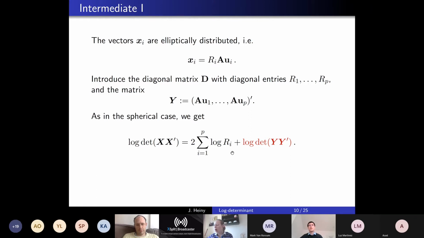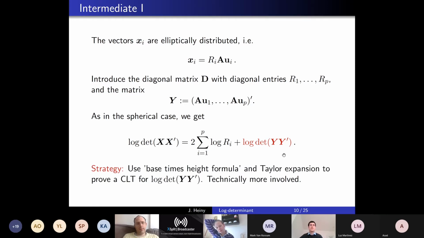can be separated from the direction, and now you have to solve for the log determinant of this matrix Y times Y transpose. And this can be handled as well using some base times height formula, essentially to compute the volume of the parallelotope, and then some Taylor expansions combined with some martingale techniques. You can show a CLT for this log determinant. And this is technically more involved, and I will not go into detail here.